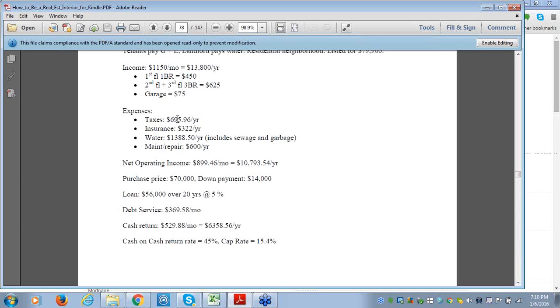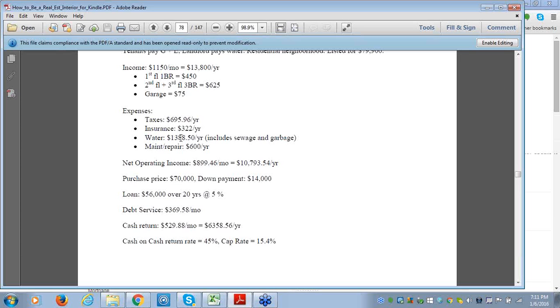Insurance is also fixed. In this case, it was $322 a year. Okay. Again, it's not a variable. It doesn't change monthly. Water, on the other hand, is a variable. In most parts of North America, water service is a lienable item. What that means is if it doesn't get paid, they can lien the property, put a lien on the property to encourage the owner to pay it up.